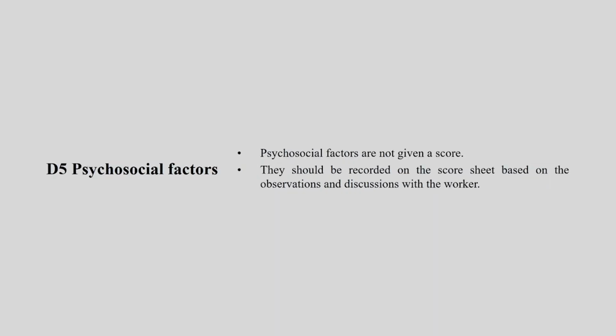Next is D5, that is the psychophysical factor. So psychophysical factors are not given any kind of score, it is only a consideration. They should be recorded on the score sheet based on the observation and discussion with the worker. So it is not having any kind of scoring system. Okay. So it is only to report in the whole process.